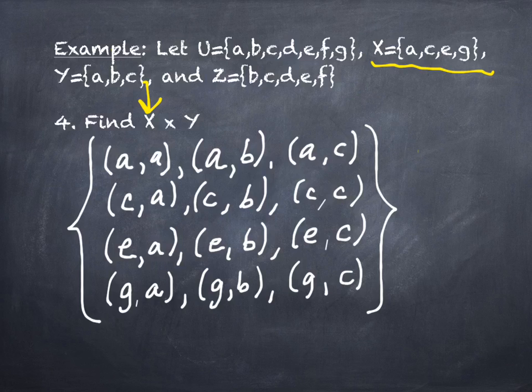Okay, now just for a moment, I want you to tell me how many items are there that you just listed here? There are 12 ordered pairs.